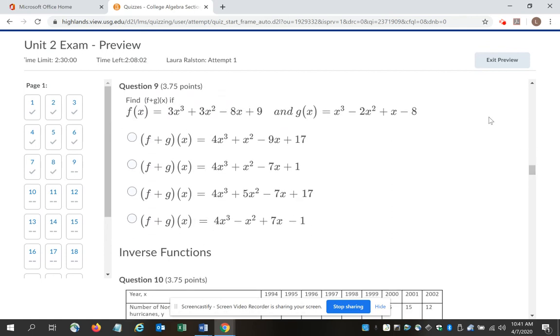Question 9 asks you to do an addition problem of the function f, 3x cubed plus 3x squared minus 8x plus 9, and function g, which is x cubed minus 2x squared plus x minus 8. So we're going to do the addition problem.